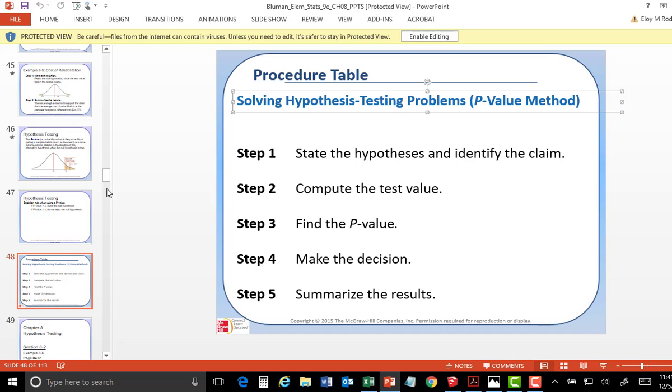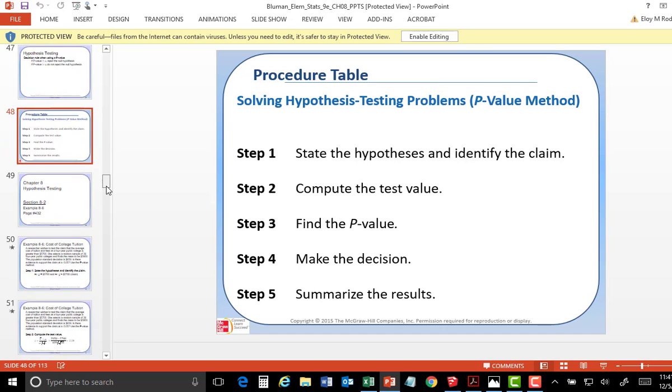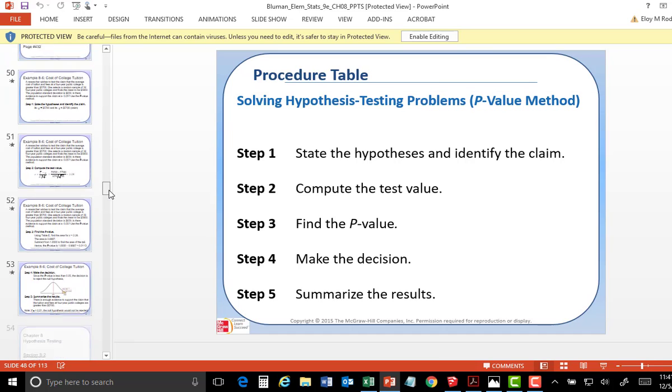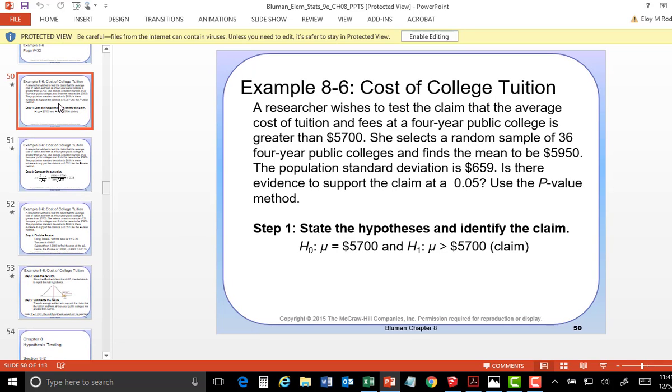Okay, let's do some problems. All right. Okay, cost of college tuition.